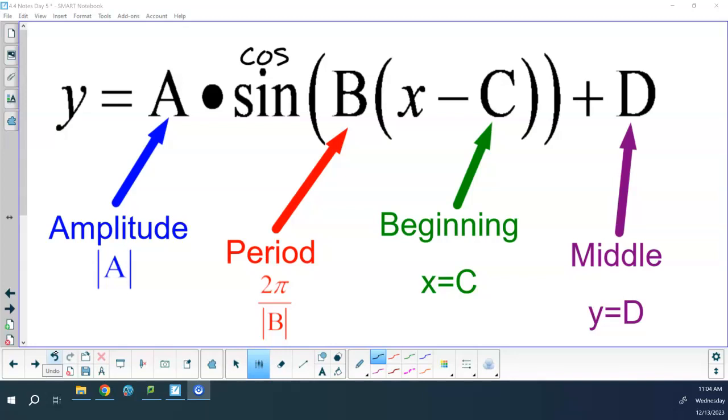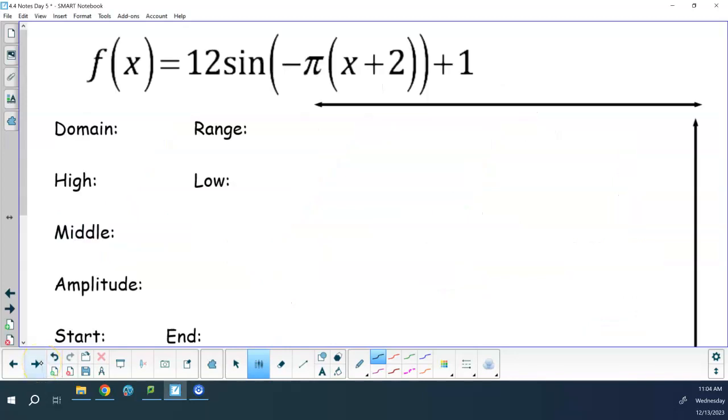Okay? So with that being said, and using your notes and your knowledge from what we've gained over the last couple of days, here is our first graph. 12 sine of negative pi times quantity x plus 2, then plus 1. Let's graph that wonderful looking thing here first. Love it.